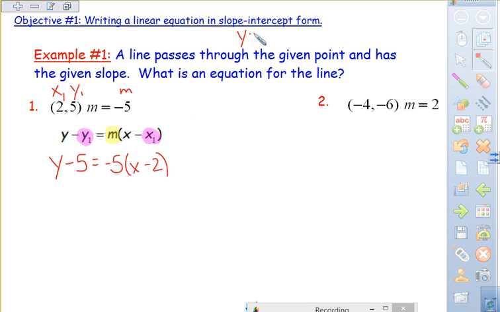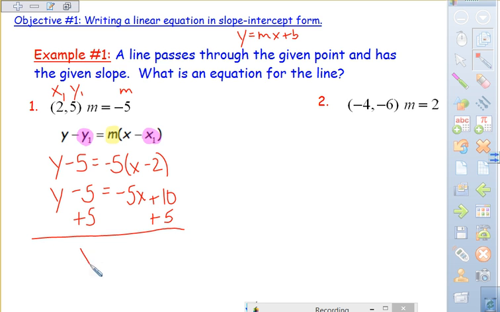My answer needs to be y equals mx plus b, so I need to solve for y. My first step is going to be to distribute. So I get negative 5x plus 10, because a negative times a negative would be positive 10. And then I'm going to add 5 to get y alone. So my ending answer is y equals negative 5x plus 15.